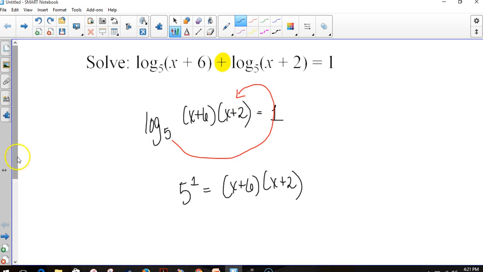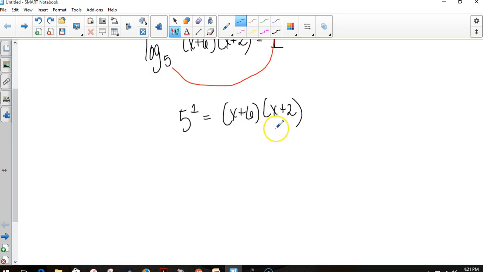We'll then need to clean up whatever my situation is out on the right-hand side after the rewrite, right? That piece that was inside the logarithm. Very often you'll be left with something that you're going to need to distribute. And now over here, when we distribute, we're going to be left with a quadratic because I'll have x times x, x times 2, 6 times x, 6 times 2.